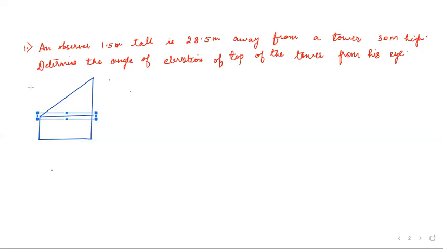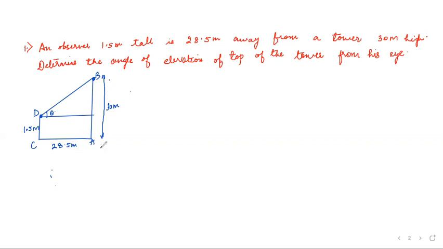Let me do this. So again, let us see. This is an observer 1.5 meter tall and he is 28.5 meter away from the tower. This is the tower, which is 30 meter high. So determine the angle of elevation of the top of the tower from his eye. This is the top of the tower and this is the eye. So this angle we need to calculate. I hope this is clear. Now let us start. In my previous video, I have already explained all the trigonometric ratios. So using them, we will solve this chapter.